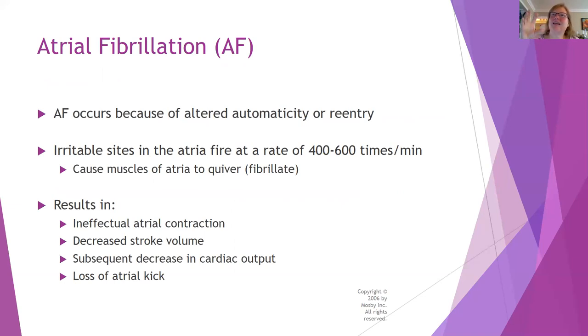And so that causes the atria to not be able to have that uniform contraction, but rather it fibrillates, right? So it quivers or fibrillates. So what are the consequences of that? One, we have very ineffectual atrial contraction.